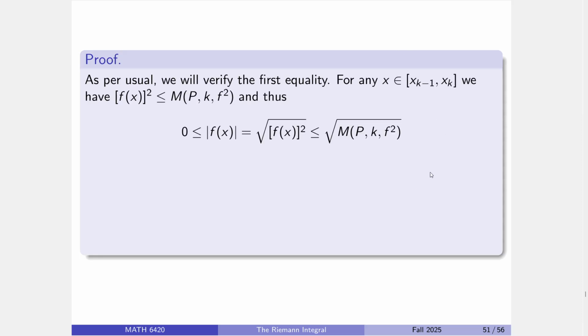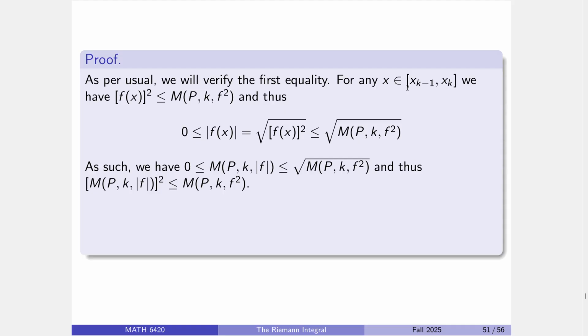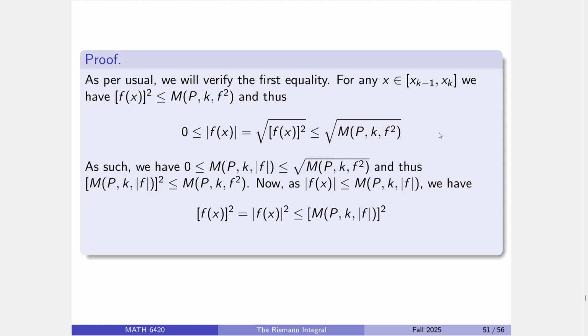Note that for any x hanging out on a subinterval, we know that f squared is less than or equal to this. So if I square root both sides, which I can do, this will give me just the absolute value, and this will just give me the square root of that. So that means that when I look at the sup of my absolute value on my subinterval, it's always bounded above by this, and thus I could square both sides. And to get the inequality in the other direction, note that the absolute value is always less than or equal to this thing, and then just squaring both sides will give me the inequality in the other direction.